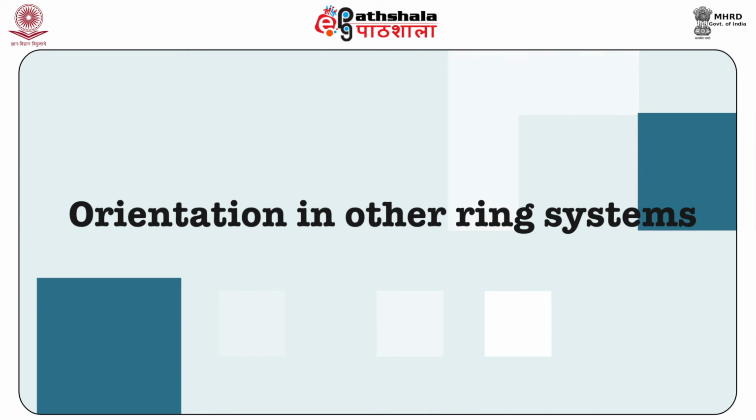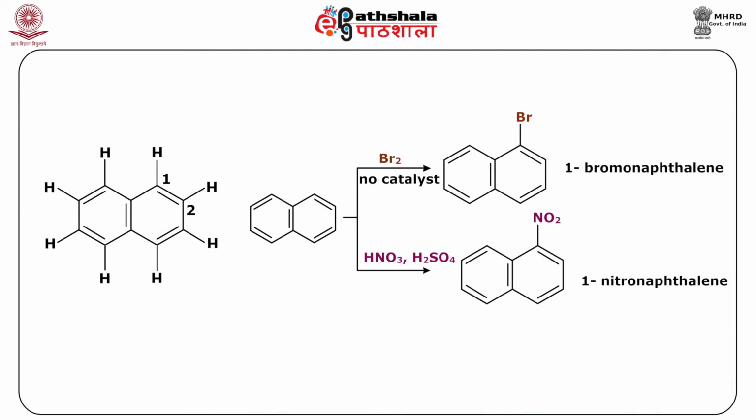Orientation in other ring systems. Now apart from benzene, we have multiple ring systems also. Say naphthalene.